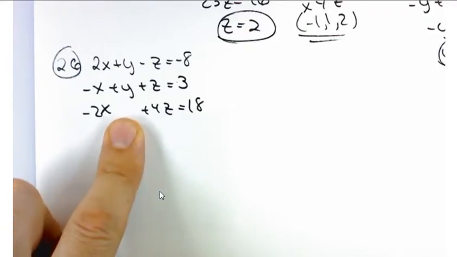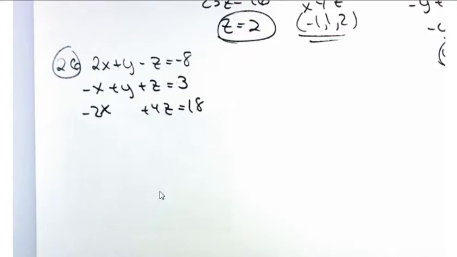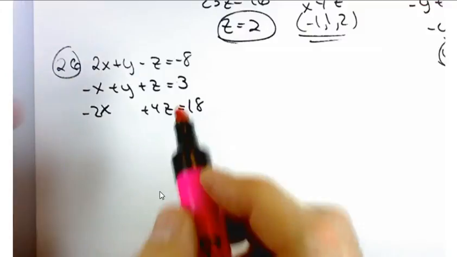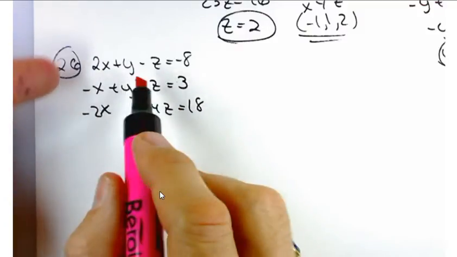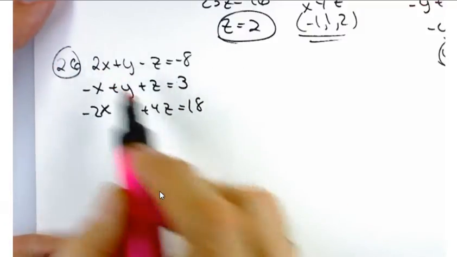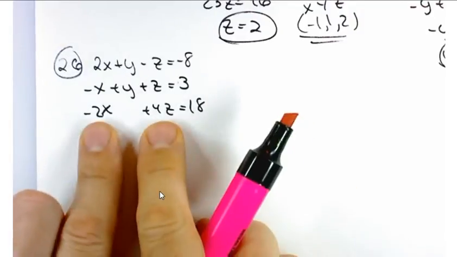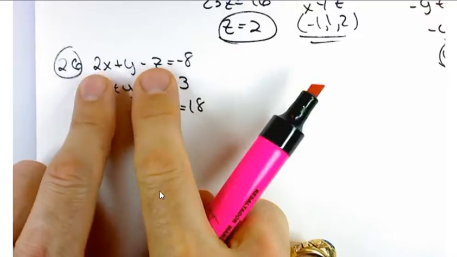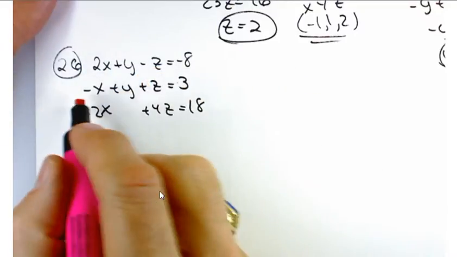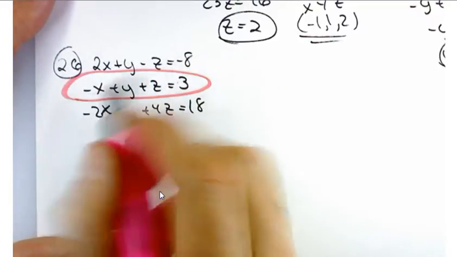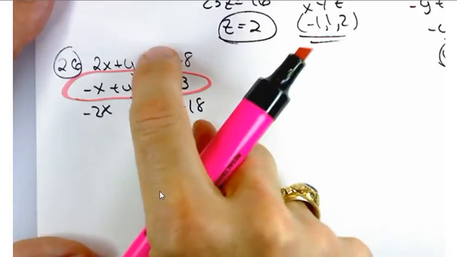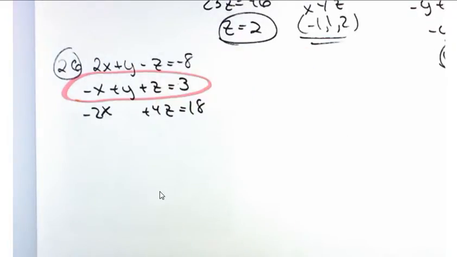Y is already gone from the last one. So that means if you pick one of these equations and eliminate y from one of these other two equations, then you can finish solving, because you'll have this equation missing a y and another equation missing a y. For consistency, let's use this equation to get rid of the y from this equation. So use row 2 to get rid of the y from row 1.